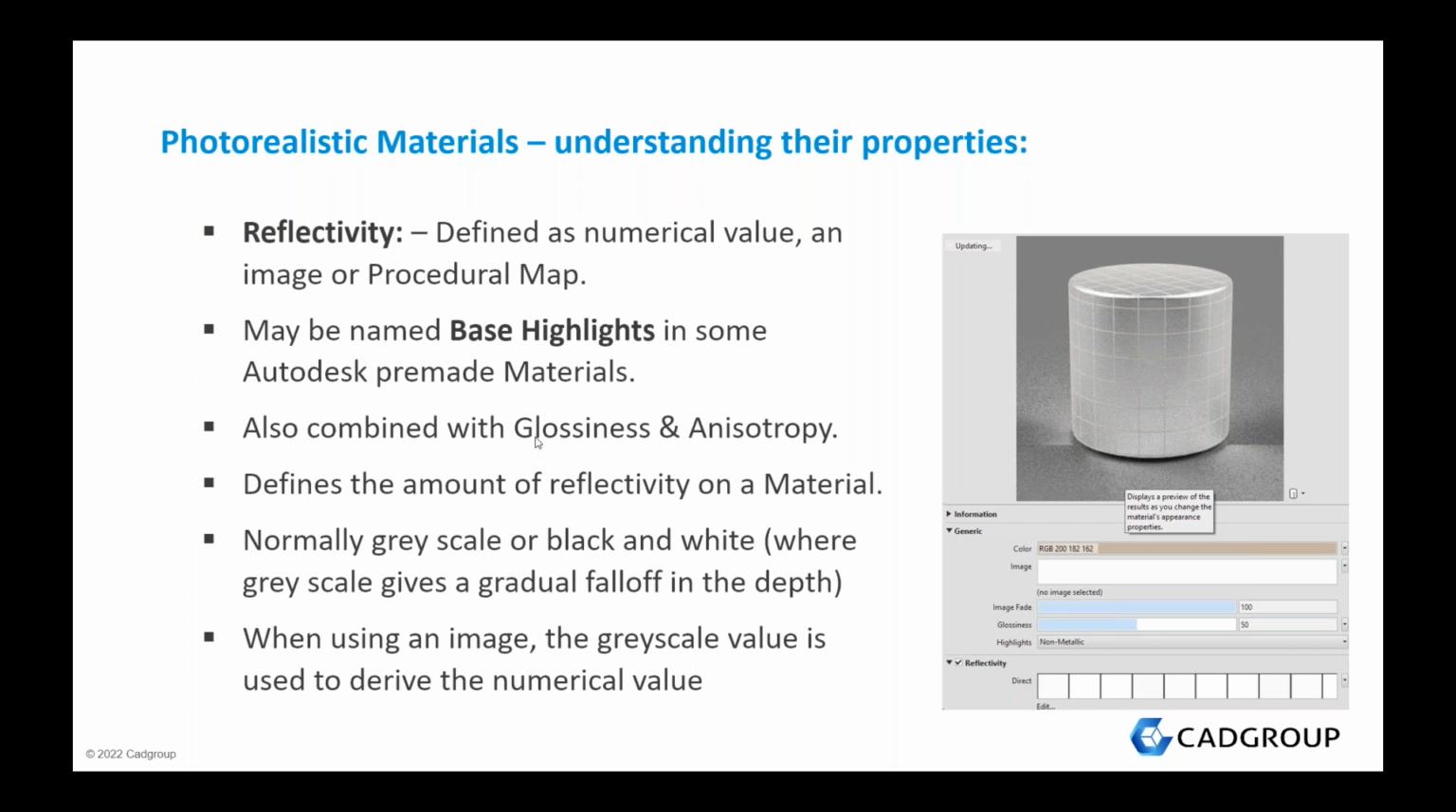Now, when you use reflectivity, you then use that in collaboration with two other properties, or maybe not. They're maybe not called this, but there are certainly properties that have to exist with reflectivity. And so you've got glossiness and anisotropy. Okay, so I'll come back and explain what those two mean.